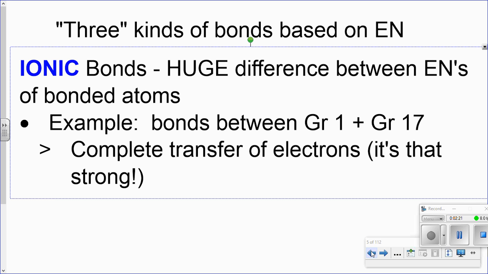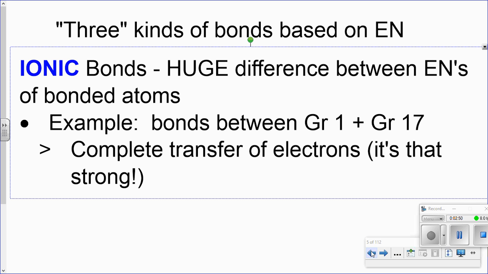So let's talk about ionic bonds. When we have an ionic bond, there's a humongous difference between electronegativities, because you're going to take a metal, let's take a standard metal on the left side of the periodic table, group 1, with a standard nonmetal, which is group 17. The electronegativity values are so different here, where group 1 really wants to give up electrons and group 17 really wants to gain electrons. We know that because of electron affinities and ionization energies.